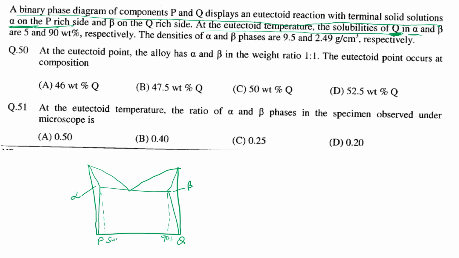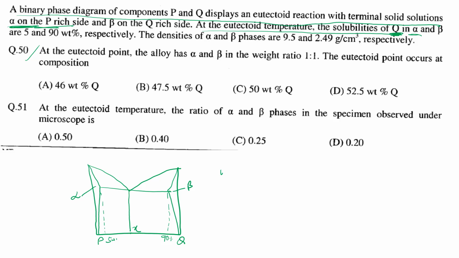Okay, the density of alpha and beta is also given. Fine. Now see question number 50. At the eutectoid point, the alloy has alpha and beta in the weight ratio 1:1. The eutectoid point occurs on, so the weight ratio is 1:1. So let this point be x.